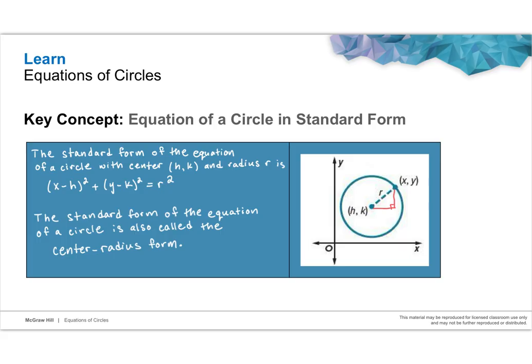And so Pythagorean theorem says the square of the leg lengths added together is equal to the square of the hypotenuse. And hopefully you can see that the hypotenuse of this right triangle is the same as the radius. So x minus h all squared plus y minus k all squared equals r squared. And we're going to work with this equation to get it to be as simplified as we can take it.